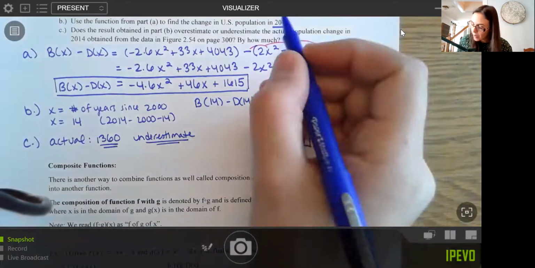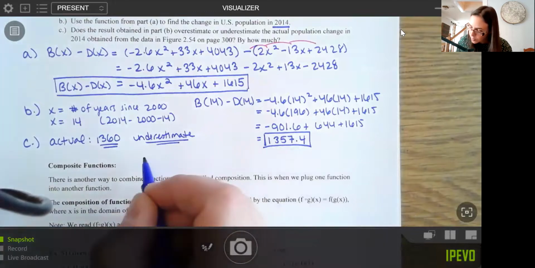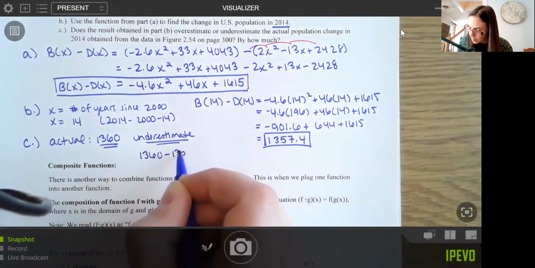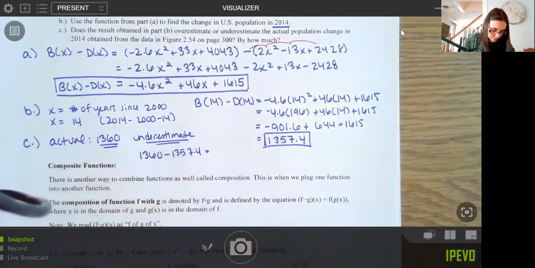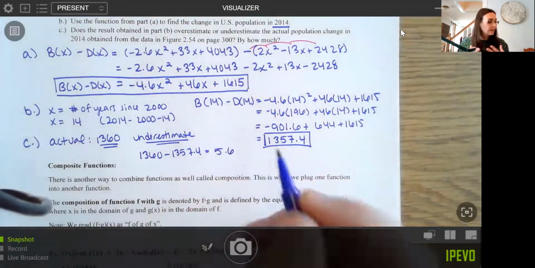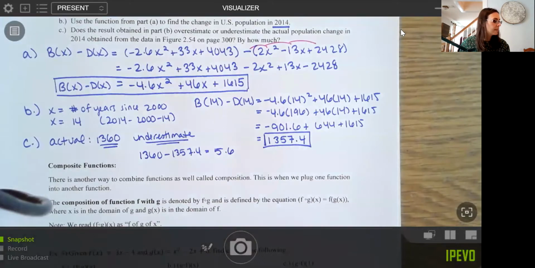It does ask for how much. So if I subtract these two, I'm going to just use my calculator, 1360 minus 1357.4. Oops. Let's see, I get 5.6. Now, going back to the chapter opener, you do actually have to know that this is in thousands.